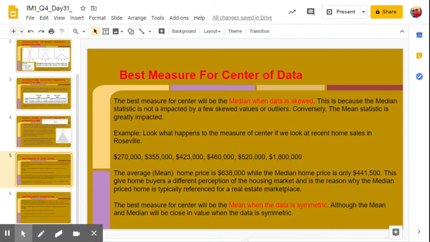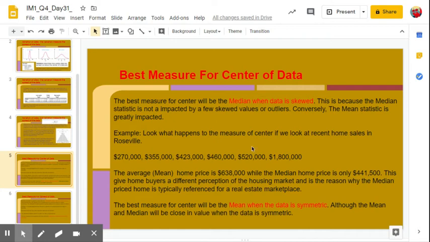Well, that's a big difference. If I'm looking to buy a home in an area, if you tell me that the middle home price is 441 versus the middle being 638, it's a big difference in how much house I think I can buy. So why was the mean so much higher? This 1.8 million pulled the center up. It pulled it to the right. So that's why median is the better measure when we have data that is skewed.